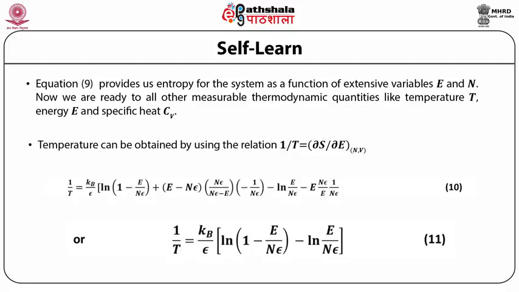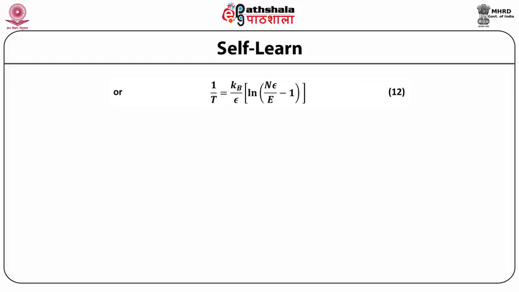1 upon T is equal to the Boltzmann constant divided by epsilon, multiplied by [log of (1 minus E upon N epsilon) plus (E minus N epsilon) multiplied by N epsilon divided by (N epsilon minus E) multiplied by minus 1 upon N epsilon, minus log of (E upon N epsilon) minus E into N epsilon upon E multiplied by 1 upon N epsilon], or 1 upon T is equal to kB upon epsilon multiplied by [log of (1 minus E upon N epsilon) minus log of (E upon N epsilon)], or 1 upon T is equal to kB upon epsilon multiplied by log of (N epsilon over E minus 1).